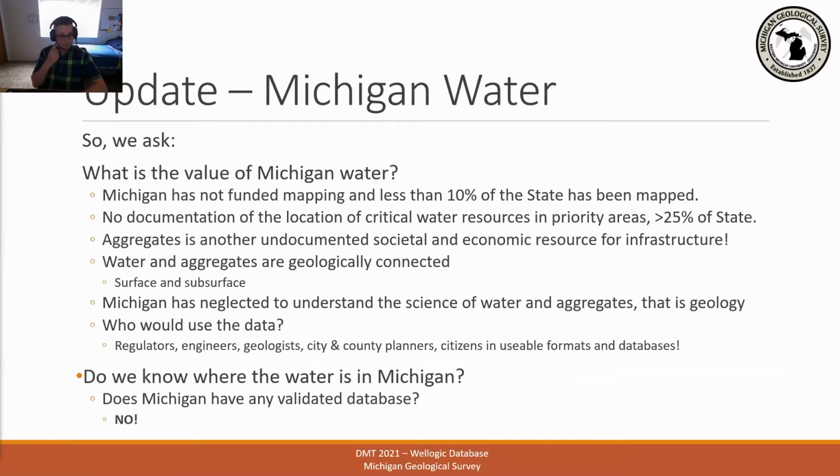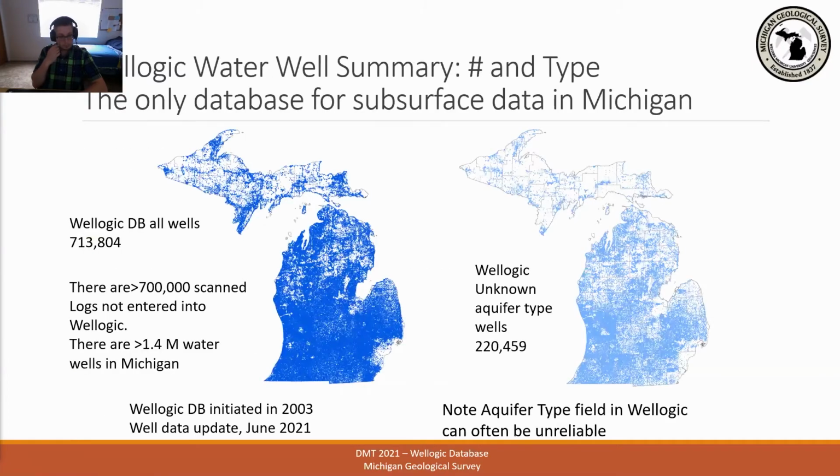We didn't do anything. So here's just a summary of the wells that we have in Michigan. And for many of you, if you were not aware, we have cumulatively about 1.4 million wells in Michigan. We may be the highest, if not one of the highest, states that have water wells. The current Wellogic database has around 700,000 in it.